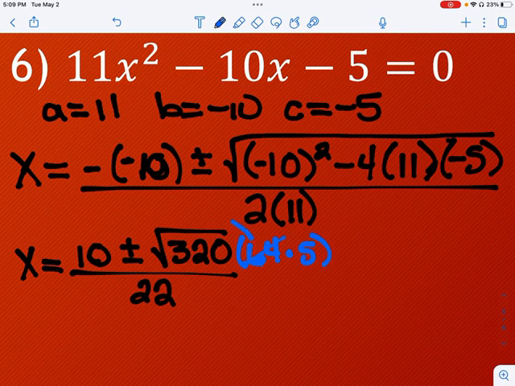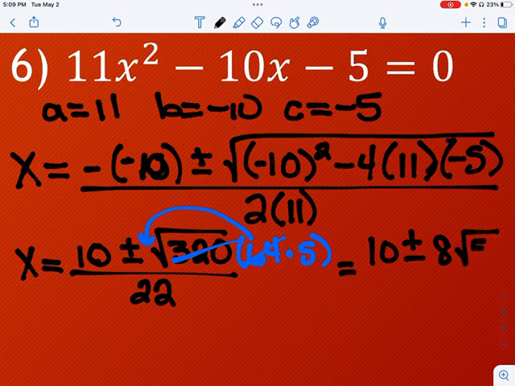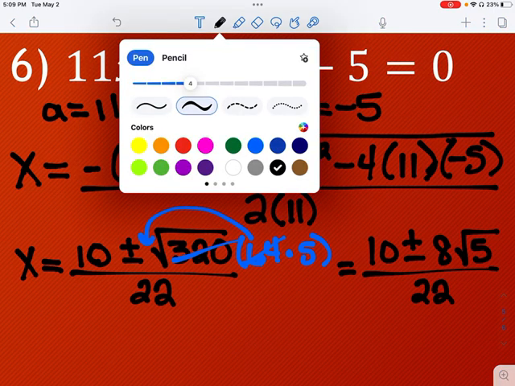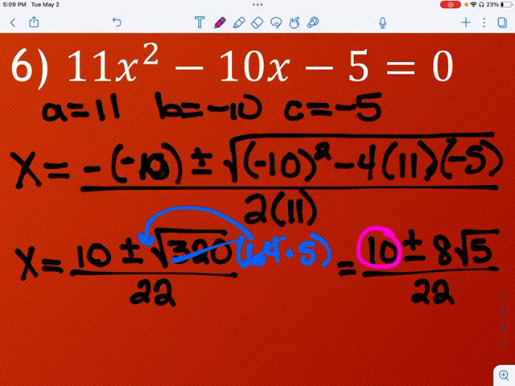The square root of 64 is going to come out here. So what we get then is 10 plus or minus 8 times the square root of 5 over 22. Now, remember, just like on the last one, we look at the 10, 8, and 22, and we simply ask, what do they all have in common? And it would be a 2.